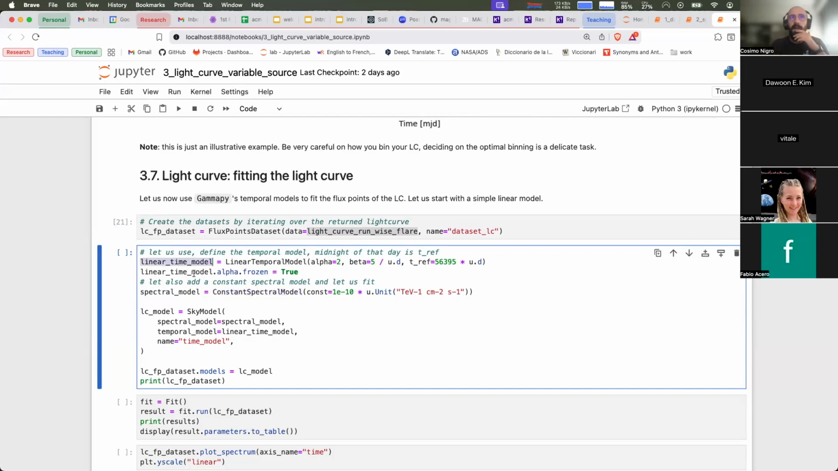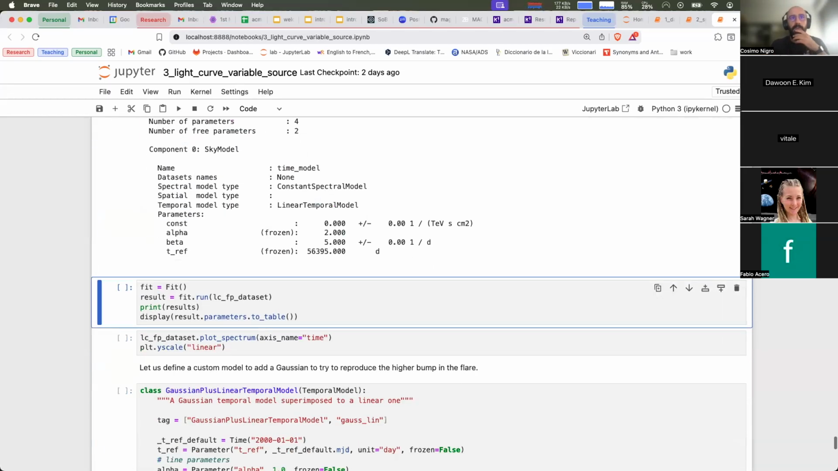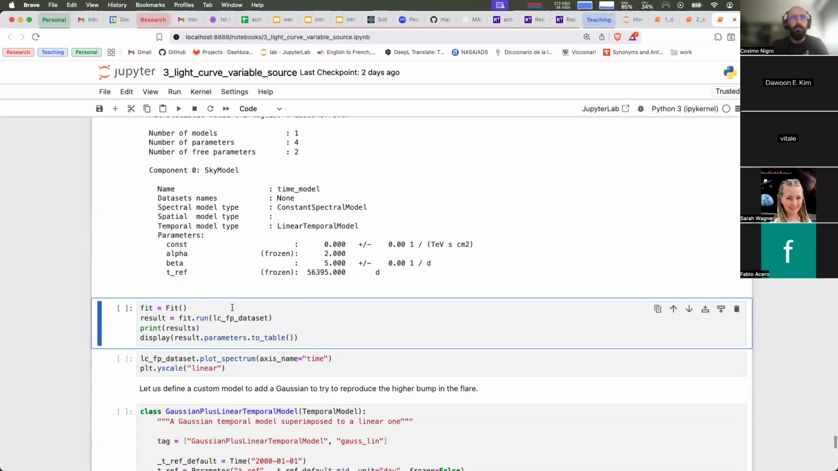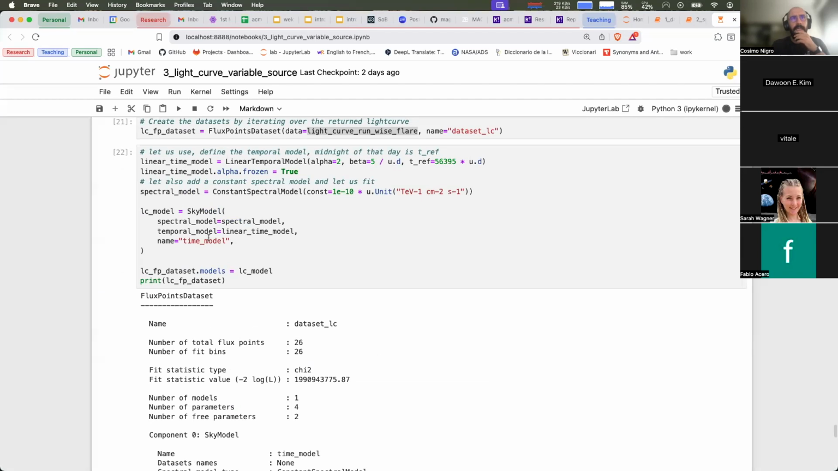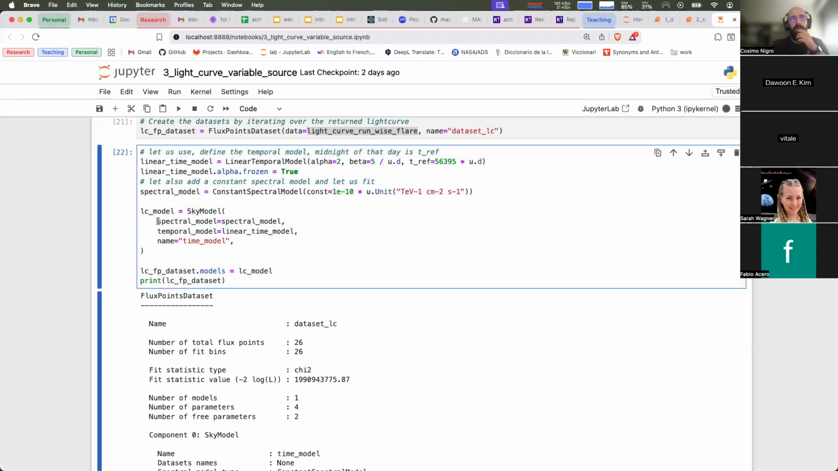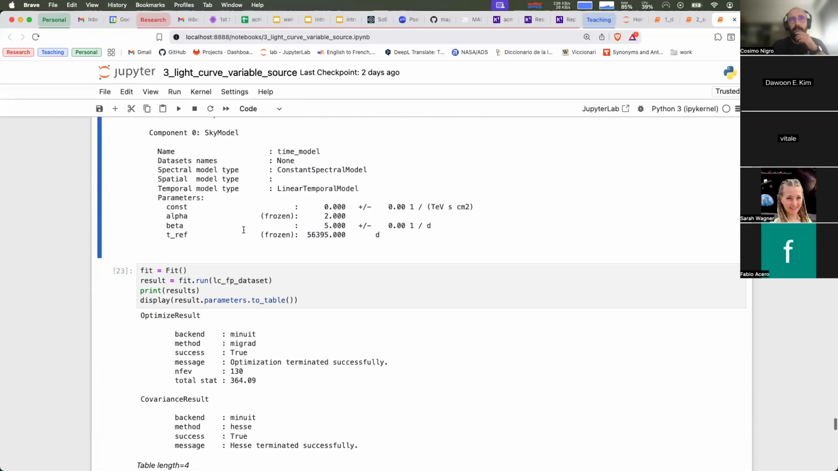But from the time side, yes. And I start with a linear temporal model. So basically, I defined a sky model before, if you remember, when we defined the sky model for the Crab, for example, we just specified the spectral model. Now I specify also a temporal model, right? So now in this model, I just have a constant for flux, and I want to study how this flux changes in time, which is what I do.